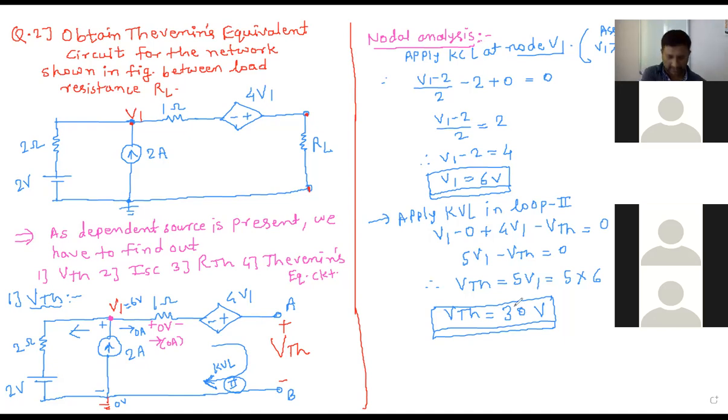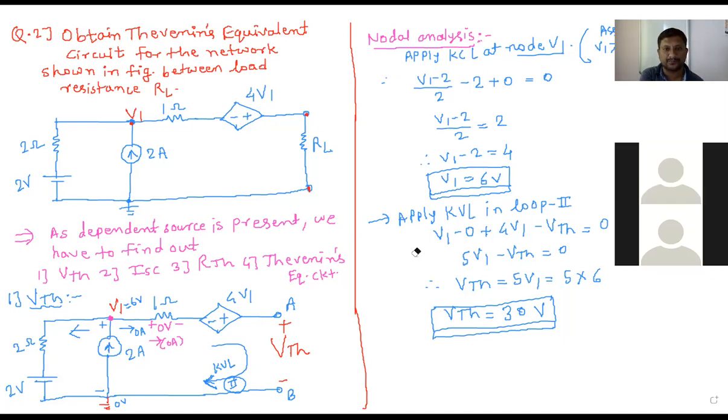Now this is the first step we have completed. The next step is what? We have to find out the ISC. That is somewhat difficult here. Once you get the ISC, the next part is simple. So we can start now to find out the ISC. For that purpose, I will use the same circuit here. I have to short A and B now.